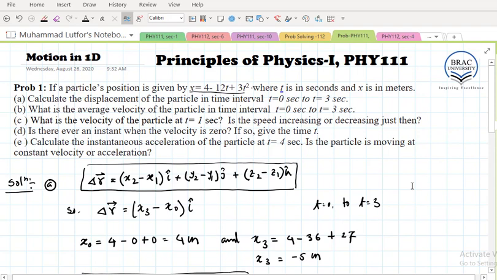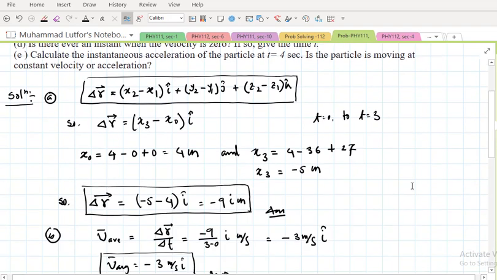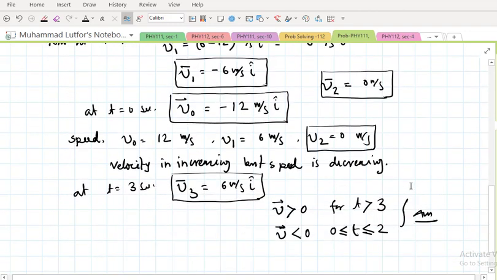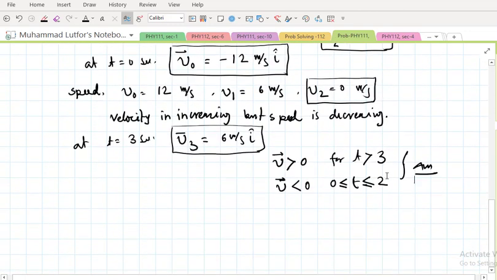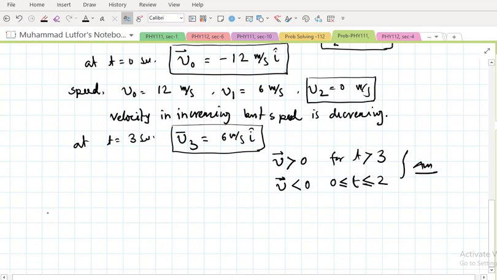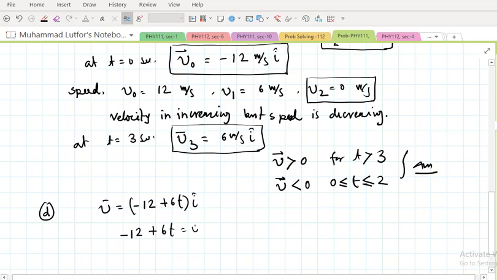Is there ever an instant when the velocity is 0? If so, give the time. We can already find out, right? At t equal to 2 seconds the velocity is 0, right? We can also find it mathematically. Say I have the general velocity equation, which is minus 12 plus 6t i hat. Now I have to find when the velocity would be 0. I'll just put minus 12 plus 6t equal to 0. Then I can say that t would be 2 seconds, right?